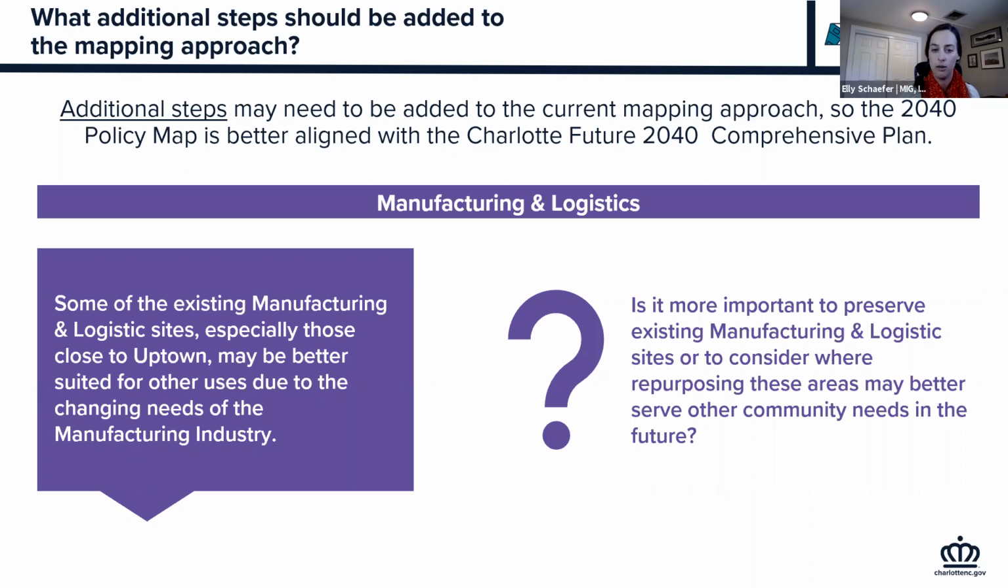First, let's look at manufacturing and logistics. We've heard from our partners in economic development that some of the existing manufacturing and logistics sites, especially close to Uptown, may be better suited for other uses due to the changing needs of the manufacturing industry. So our question for you, is it more important to preserve existing manufacturing and logistics sites, or is it more important to consider where repurposing these areas may better serve other community needs in the future?